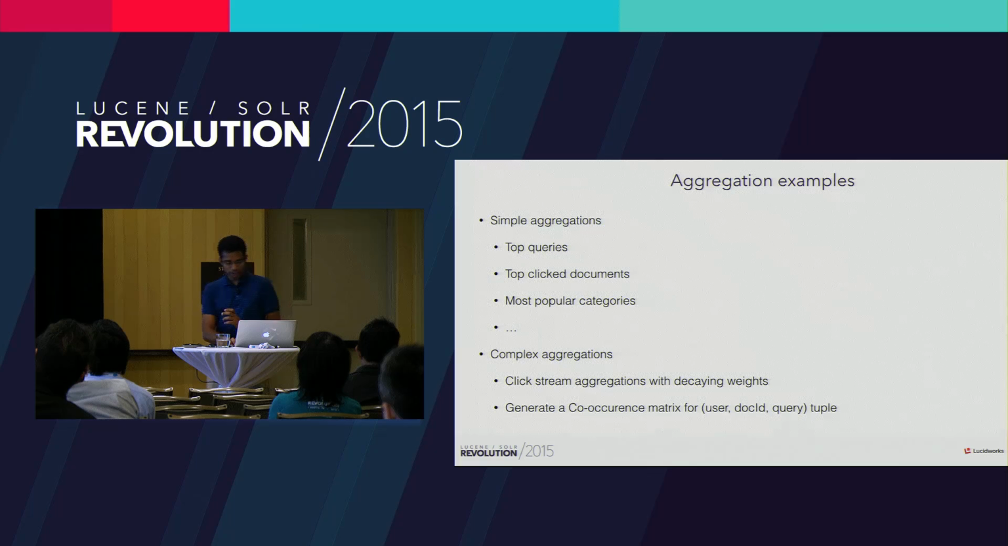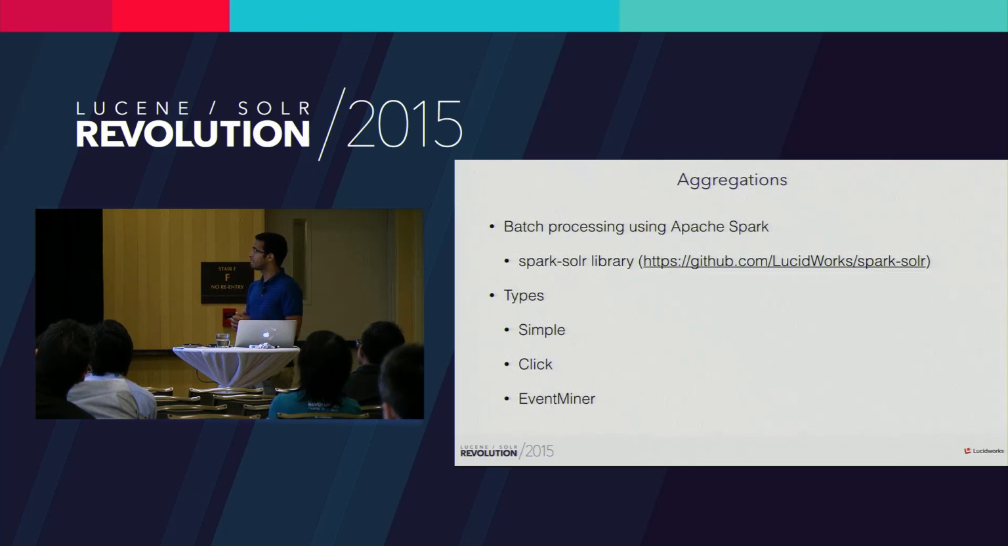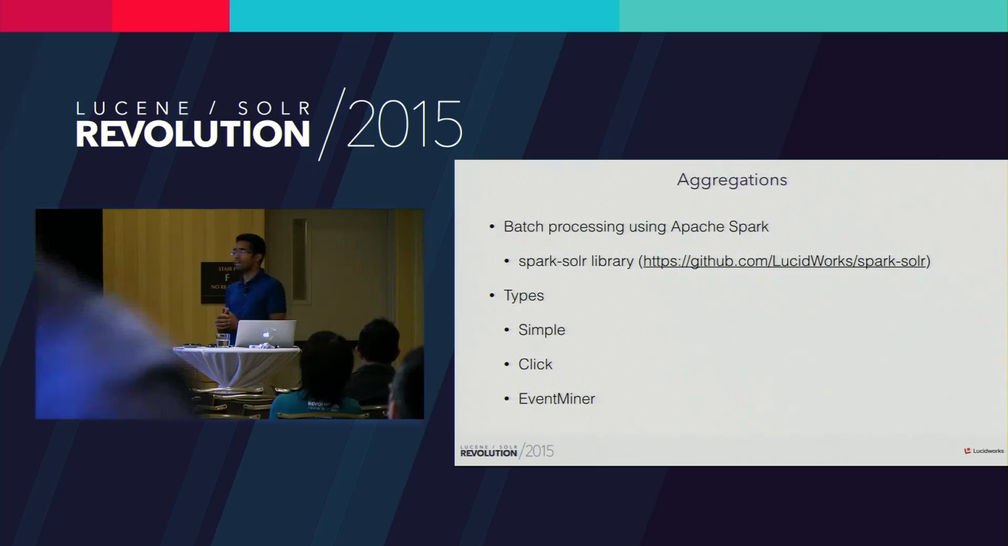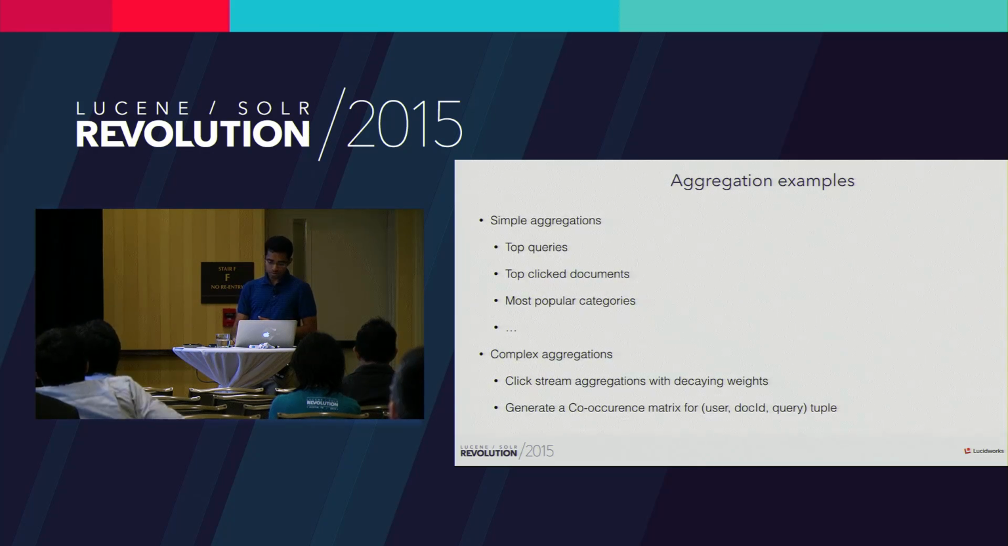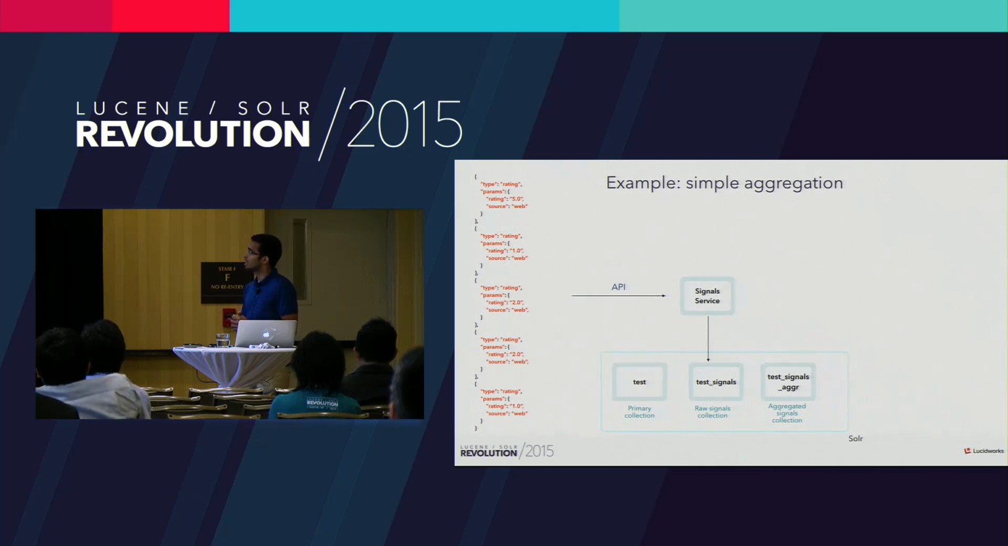So what can you do with aggregations? There are 3 types of aggregations that you can do. By default, we provide 3 types: simple aggregations, clickstream aggregations, and event miner aggregations. Using event miner aggregations, you can build user graphs. Let's look at one example first.